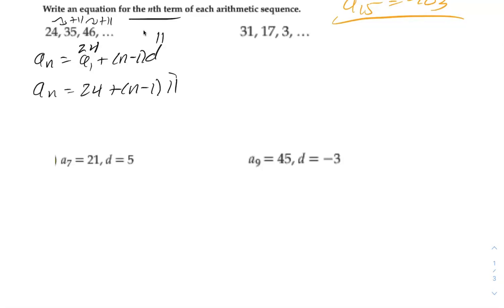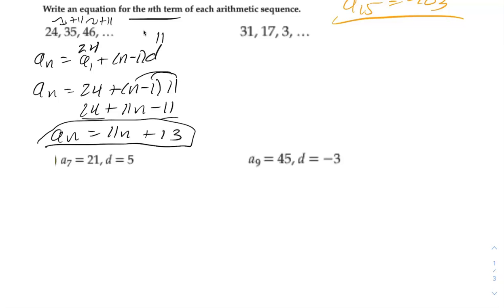It makes it a little nicer if I simplify it. So I get 24 plus 11n minus 11. Add up like terms. 11n plus 13. And that's the equation. So now if I want to find the 10th term, I just plug in 10. 5th term, plug in 5. So that's the equation for all terms.